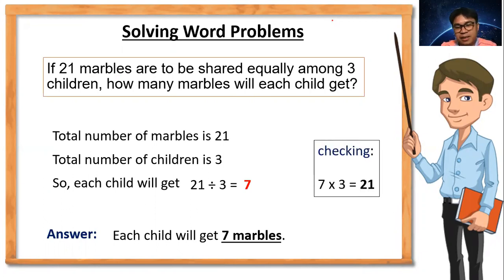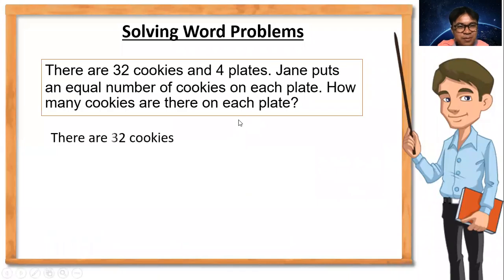Oh yeah, if you try to check our answer, if it is correct, you do reverse. You multiply the quotient by the divisor. If the answer is the same as the dividend, 21, therefore our answer is correct. Okay, so here you can see 7 times 3 equals 21. So our answer is correct.